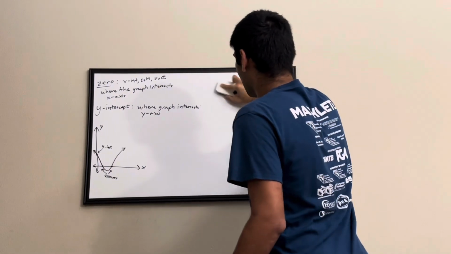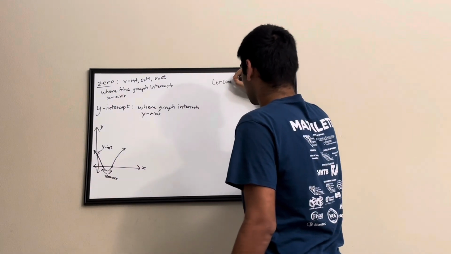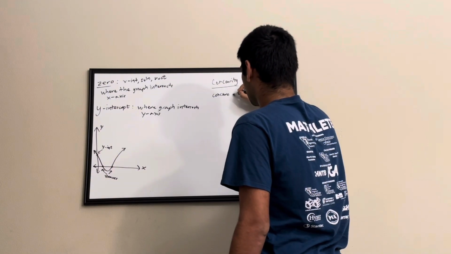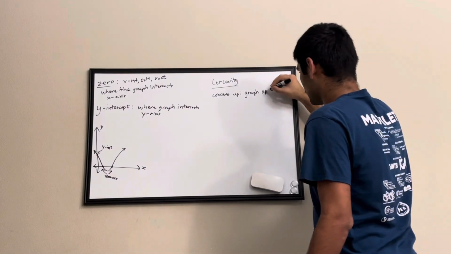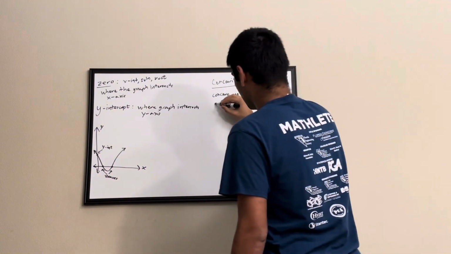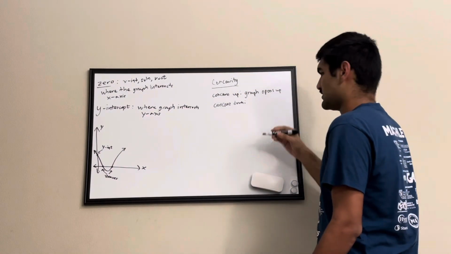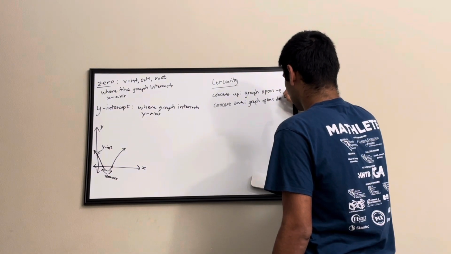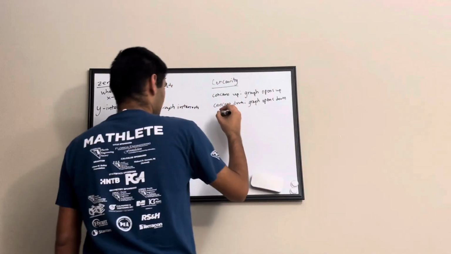Okay, good. And then another key feature is concavity. Concavity is basically whether the graph opens up or down. Concave up means the graph opens up. And then concave down means that the graph opens down.